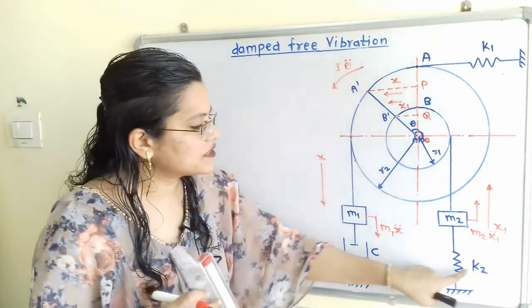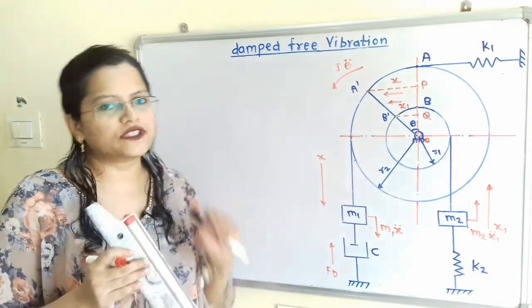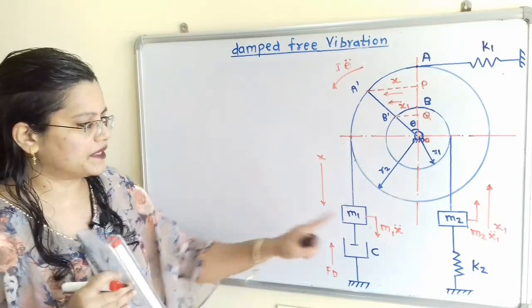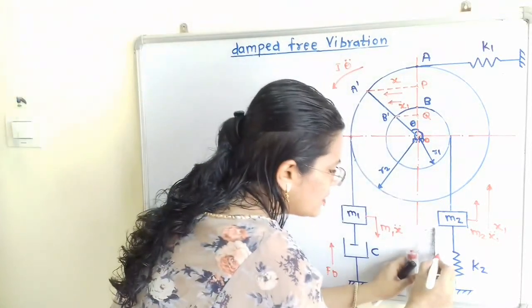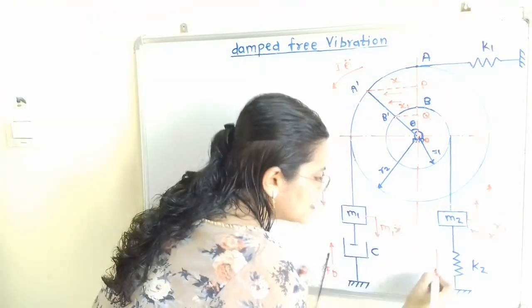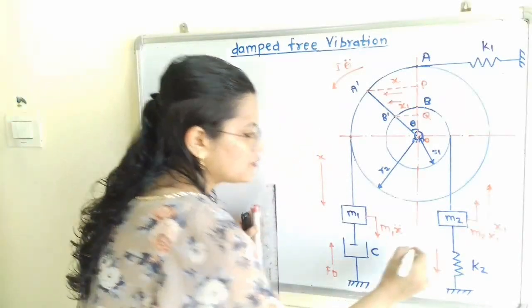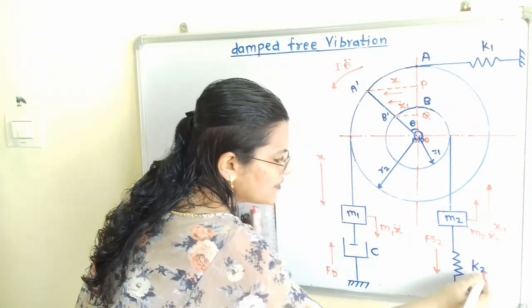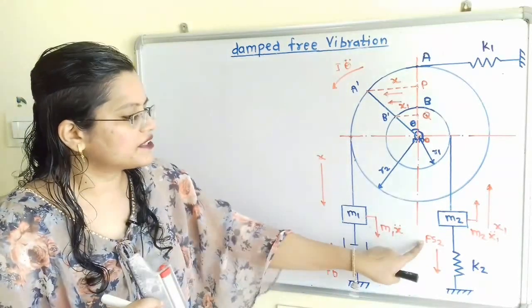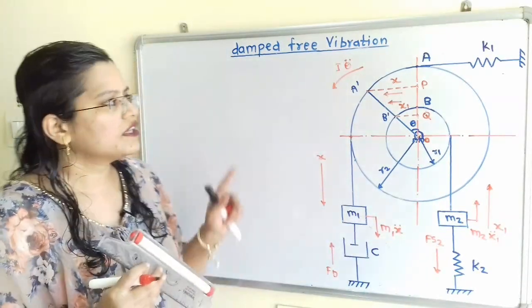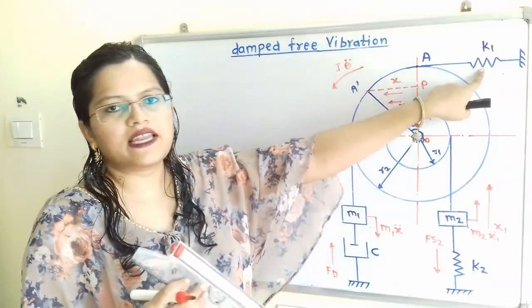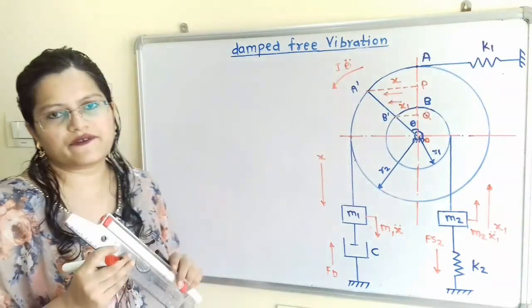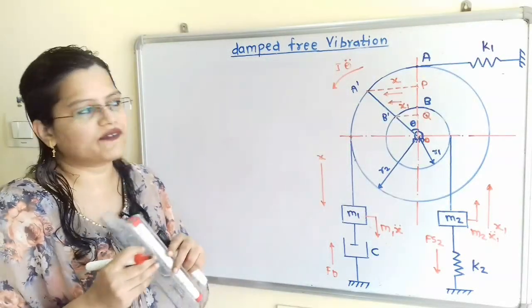So spring force K2 will act in the opposite direction of the displacement. So spring force Fs2 will act in the downward direction. I will show here Fs2, because the stiffness is K2, so I will say spring force Fs2. Now we will move to the other element, that is stiffness K1. So here spring force Fs1.